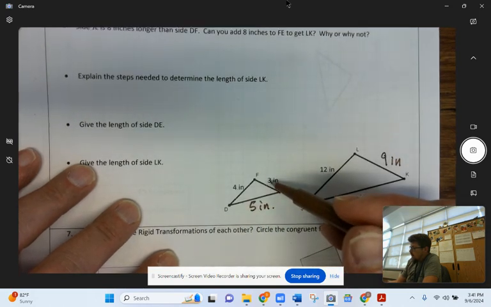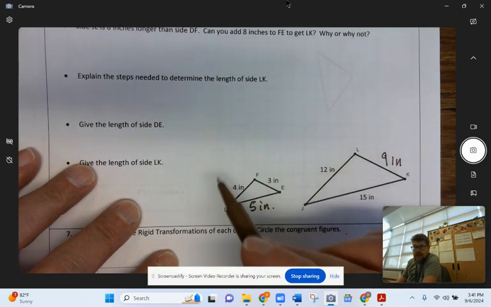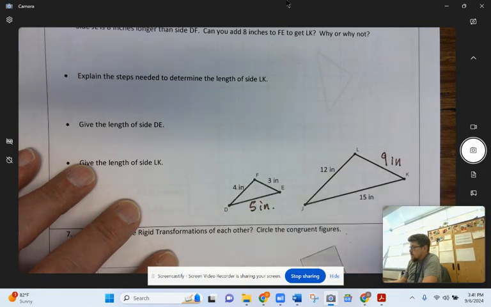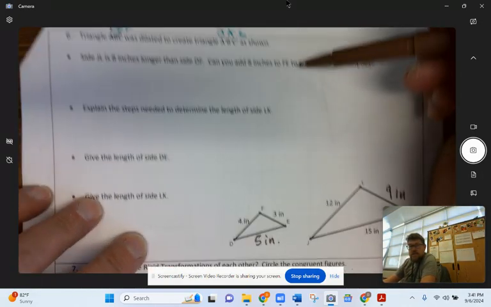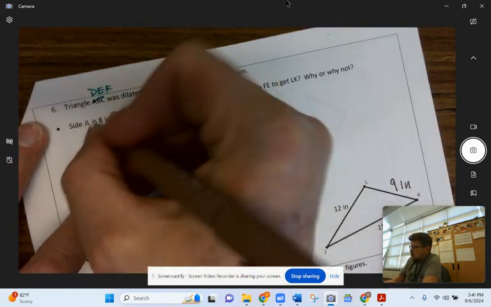So if I took 3 and I added 8, that would give me 11 here, and then 5 plus 8 would give me 13 here. So these values would definitely be off if I were adding rather than multiplying by the scale factor, okay? So can you add 8 inches to FE to get LK? Why or why not? No, you cannot.